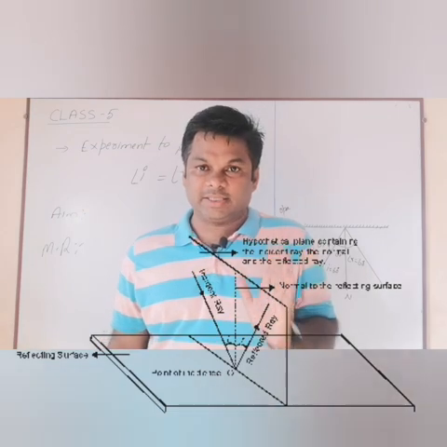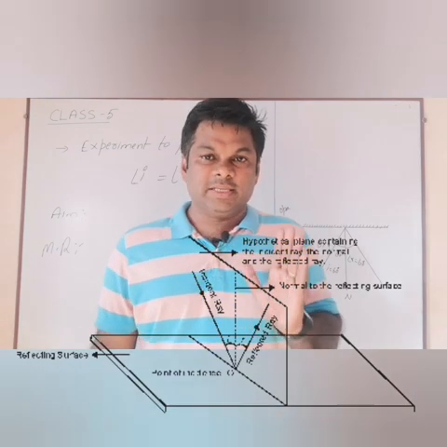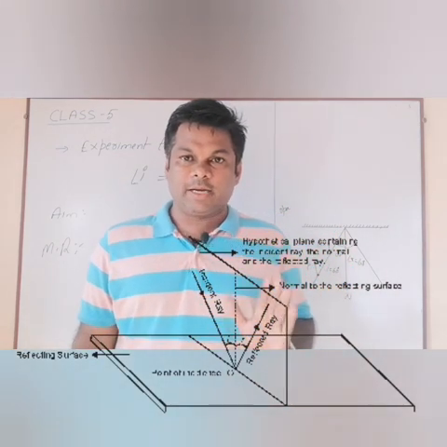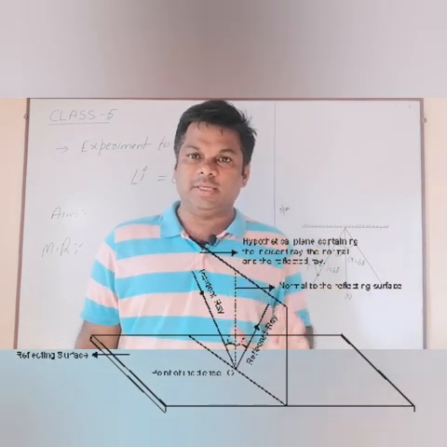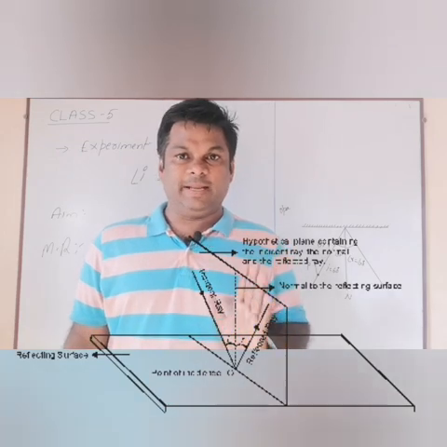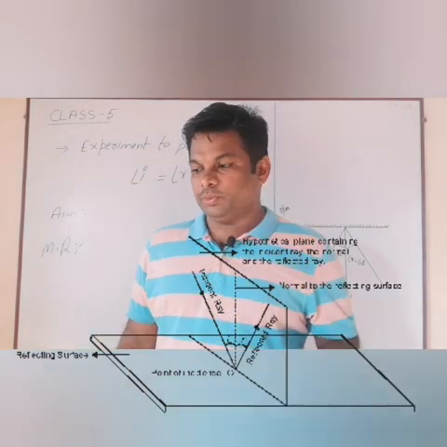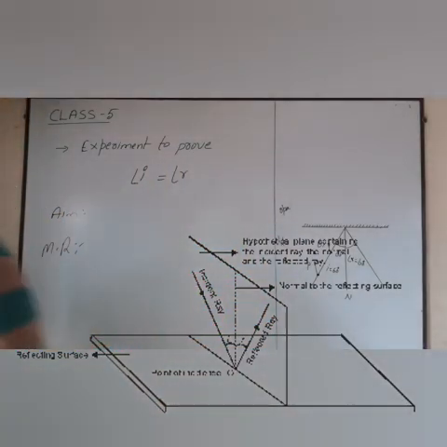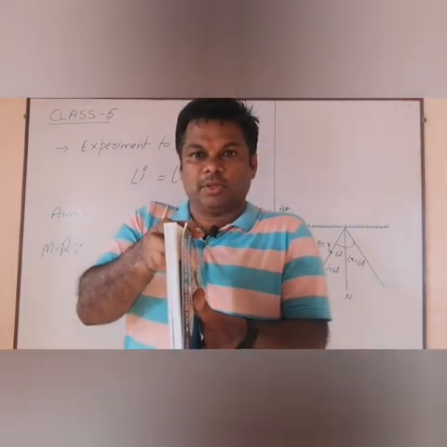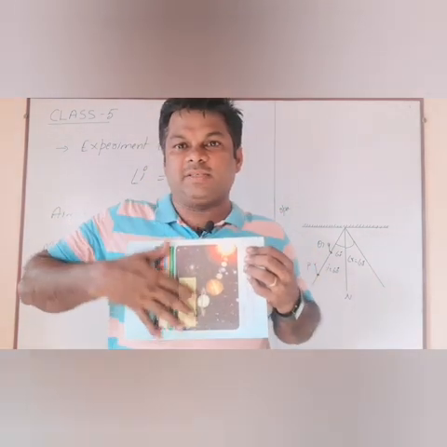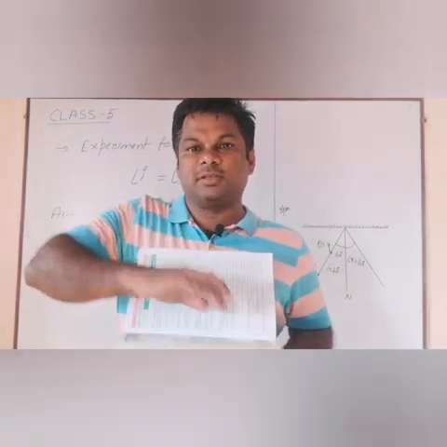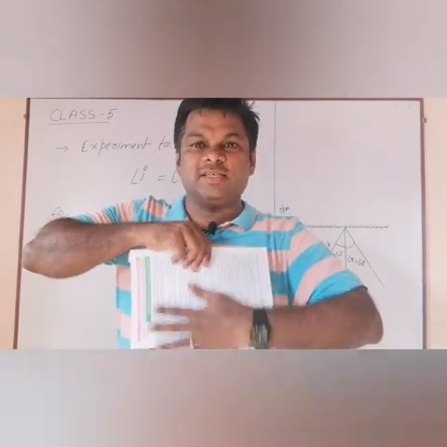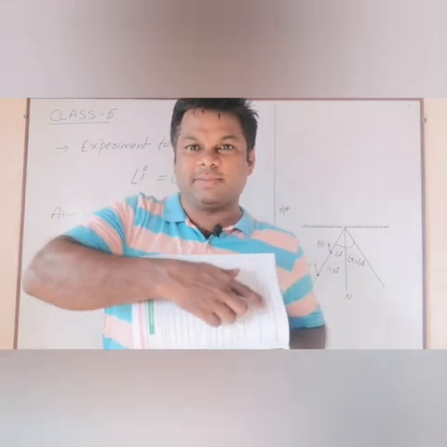The second law states that the incident ray, the reflected ray, and the normal all lie in a plane. For that, I will show you an experiment with the help of a book. Look, this is your book and this is a plane surface. If I open this page, one more paper I got, this one. Please consider this like a plane mirror.